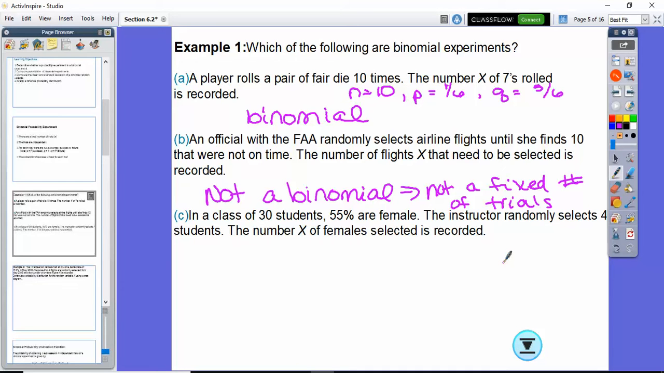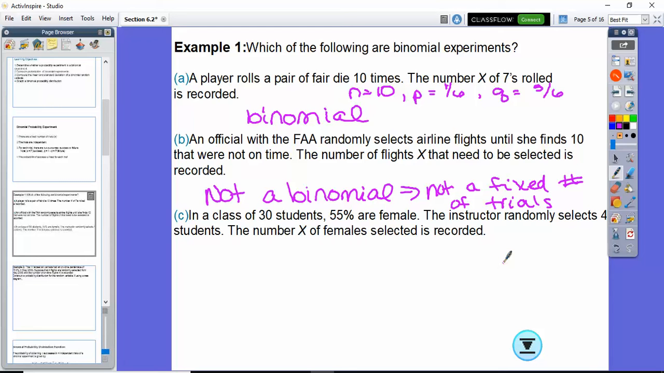Okay, C. In a class of 30 students, 55% are female. The instructor randomly selects 4 students. The number X of females selected is recorded. So when I look at this, we have a fixed number of trials, right? We're going to select 4 people.